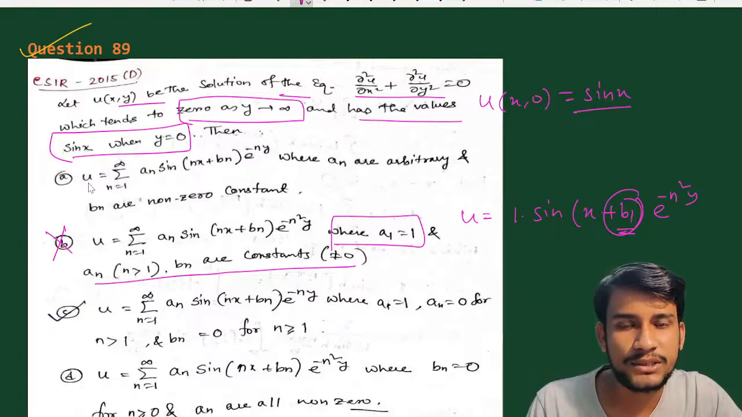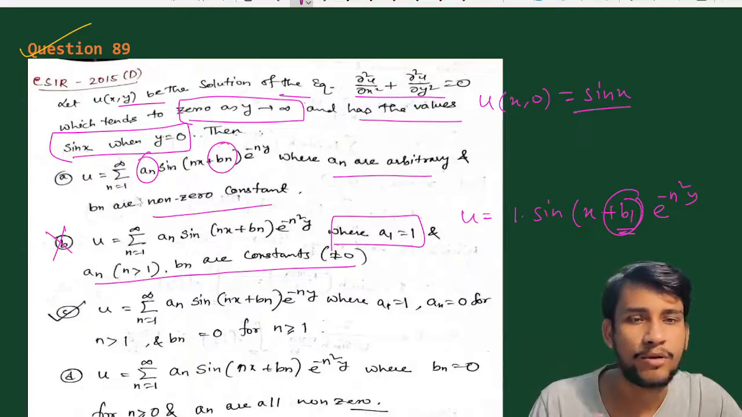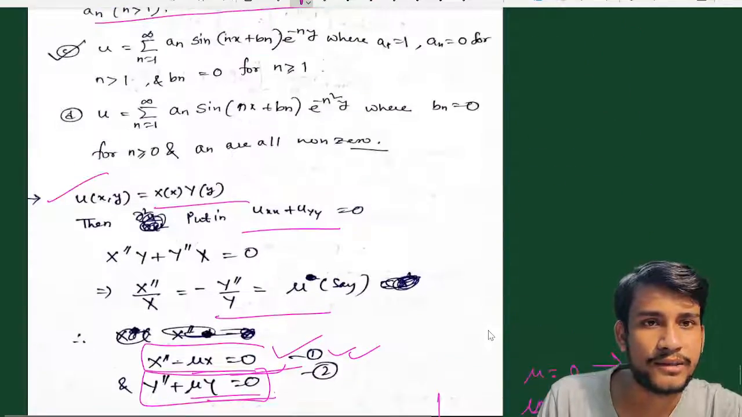Then option A, देखो अगर an, bn are arbitrary non-zero constants, तो यहाँ पर bn रह जाएगा और an भी रह जाएगा, तो यहाँ पर problem का solution नहीं है इससे. ठीक है, compare करो, just compare.